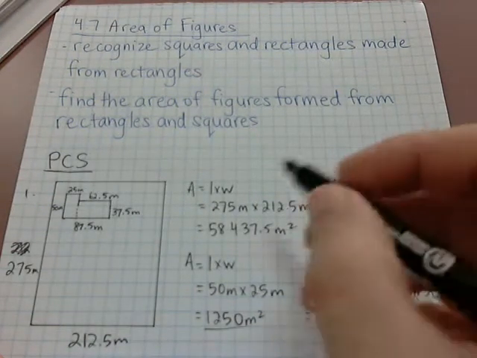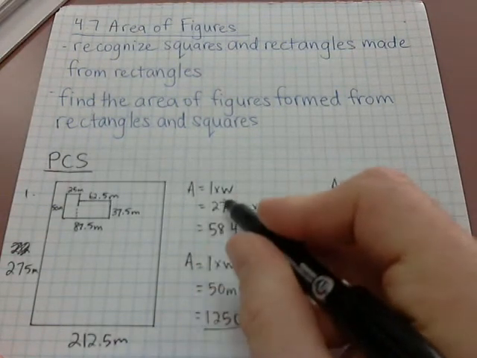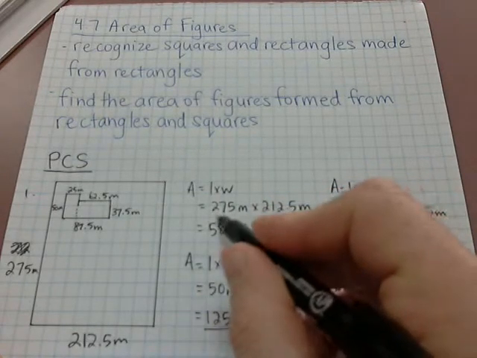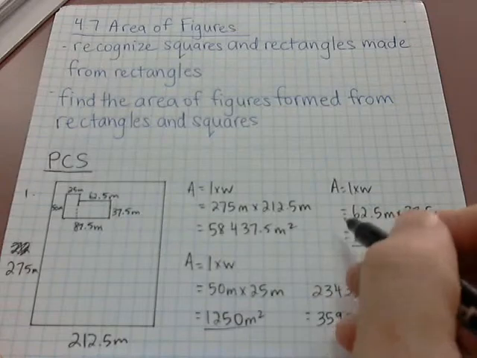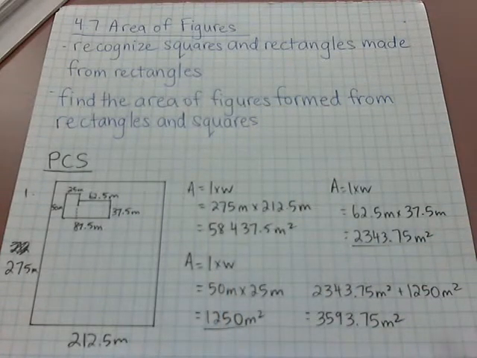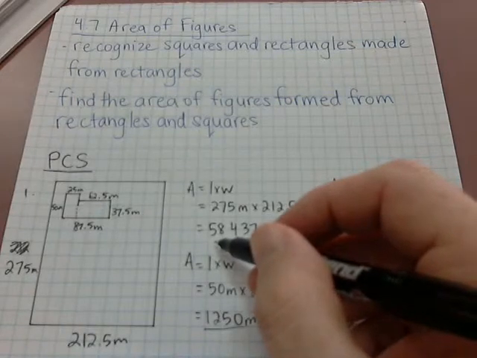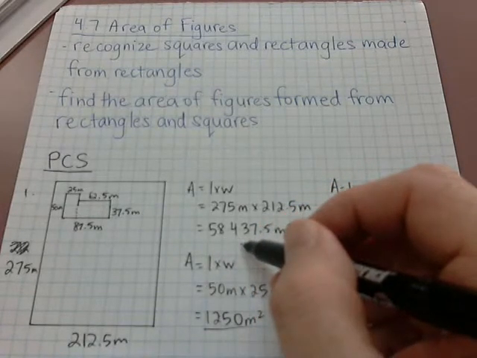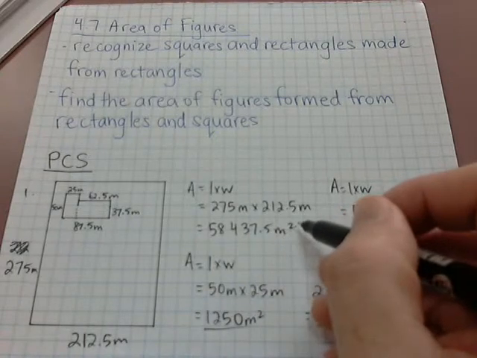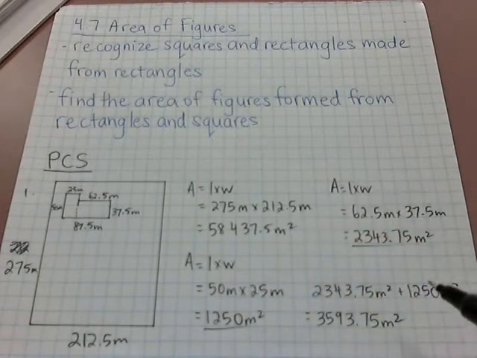And what I did was I used the formula for rectangles and squares, length times width. I did my substitutions, 275 meters times 212.5 meters, to find out that the overall area of our property, and the number could be off by a little bit, is roughly 58,437.5 meters squared. Remember, areas are in meters squared, or in units squared.